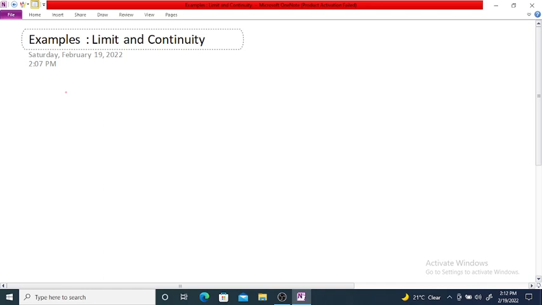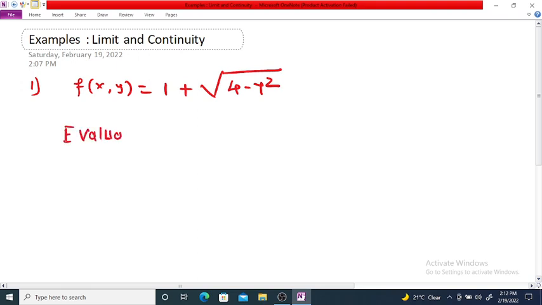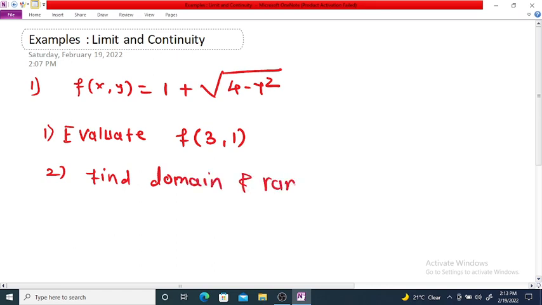Examples on limit and continuity. First example: let f of x, y equal 1 plus the square root of 4 minus y square. Number 1, evaluate f of 3, 1. Number 2, find the domain and range. And number 3, sketch the domain.